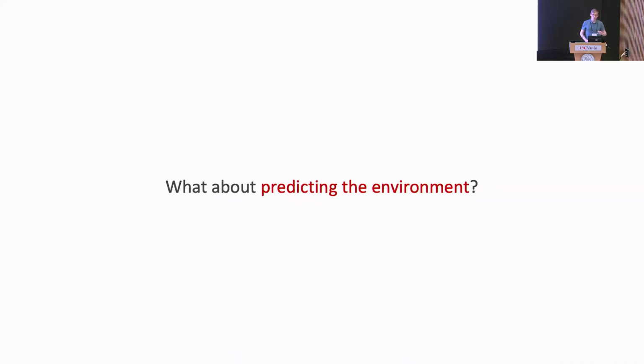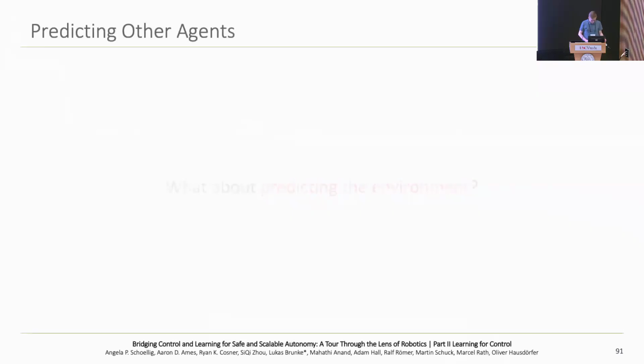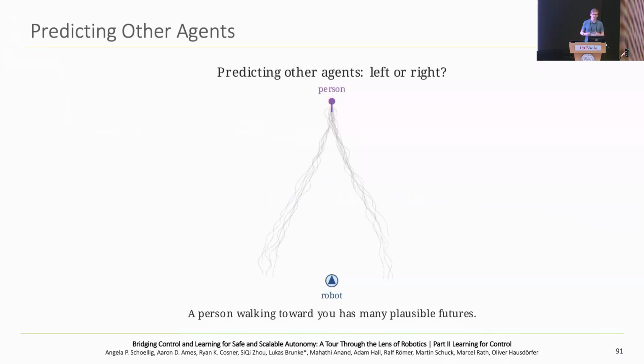Okay, so what I talked about before was learning about myself and doing this in a safe way. But what about predicting the environment? There's also uncertainty about that. And especially predicting other agents. So typically we're not moving alone in the world. Typically there are other agents around us, for example, people.